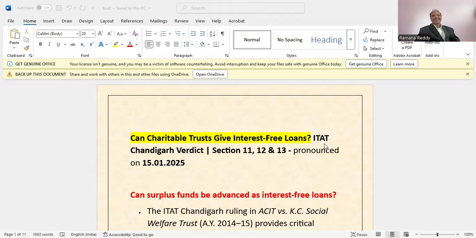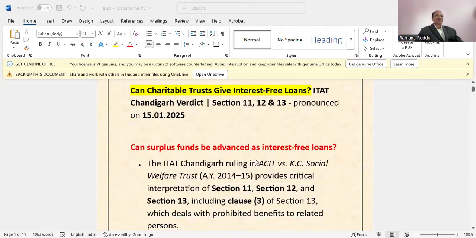Now we are discussing an important topic. Can a charitable trust give interest-free loans? Now we'll discuss the ITAT Chandigarh verdict, the latest one, dated 15th January 2025. Can surplus funds be advanced as interest-free loans?